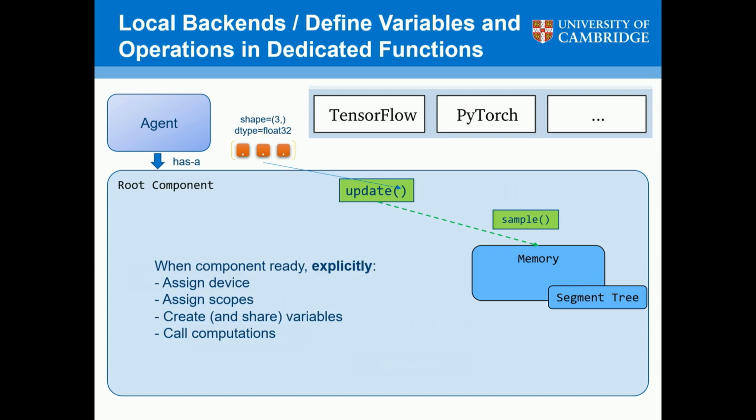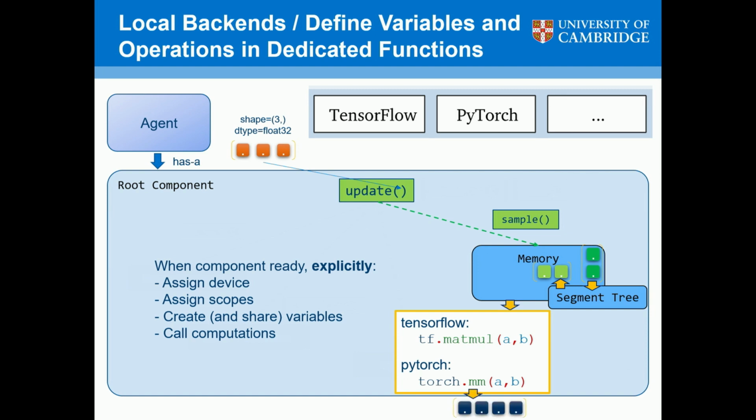We have the concept of component readiness. So a component is ready when it knows its input spaces. And when it's ready, we assign devices explicitly and automatically to the entire component. We assign scopes. We create and share variables for the component, sharing, of course, optional. And we call the component's computation functions. And while these spaces and tensors are trickling down the components, you get intermediate spaces which are inferred automatically. And eventually you call these computation functions here.